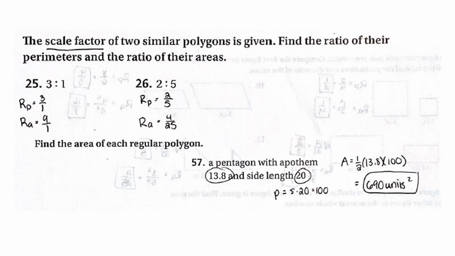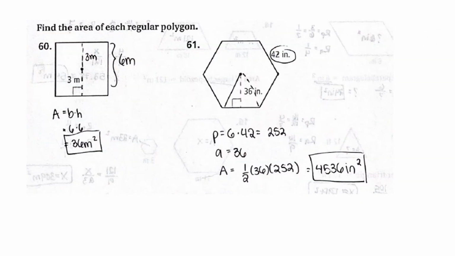On number 57, we're finding the area of a pentagon with the apothem 13.8 and a side length of 20. So as always, I've mentioned this to you guys several times: make sure that you find the length of the perimeter and don't just use the side length. So we're going to do, because it's a pentagon, 5 times 20. So we have a perimeter of 100. So now we'll go 1/2 apothem times perimeter, and we get 690 units squared, because it didn't give us any units over here. And that was just some review.